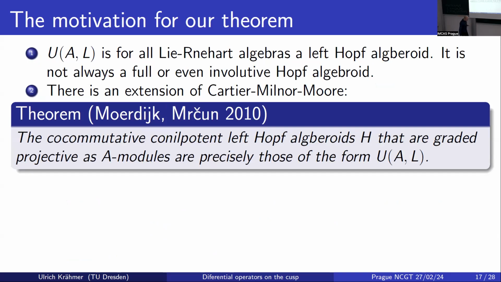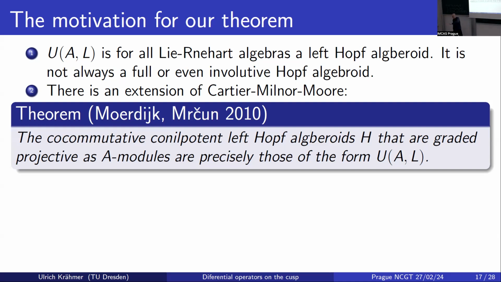And here is an even better one. Also back then in the 1960s, the main interest in Hopf algebras came from what's nowadays usually called the Cartier-Milnor-Moore theorem, which is a classification of the co-commutative and co-nilpotent Hopf algebras as the universal enveloping algebras of Lie algebras. And when bialgebroids started to become interesting again, Ieke Moerdijk and Janez Mrčun wrote a paper which extends that result to Hopf algebroids and tells us that also in the Hopf algebroid world, the co-commutative, co-nilpotent Hopf algebroids are precisely those universal enveloping algebras of Lie-Rinehart algebras.